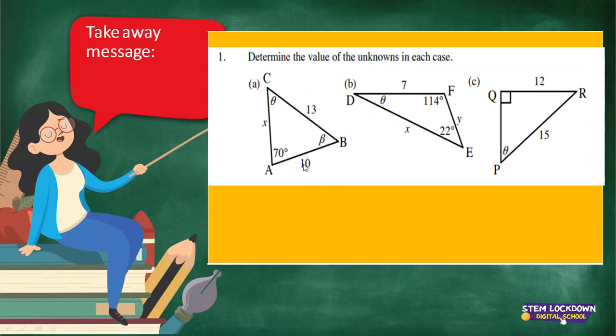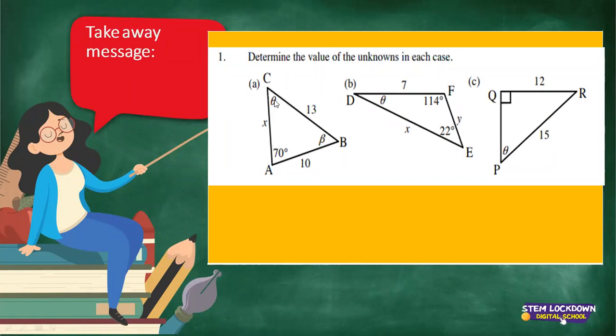We can use our sine rule. Whenever our triangle is not a right angle triangle, you think of sine rule or cosine rule. But once it's a right angle triangle, that's when you think about either Pythagoras theorem or trigonometric ratios. So here, this is not a right angle triangle. So we use our sine rule: 13 over sine 70 equals 10 over sine theta.